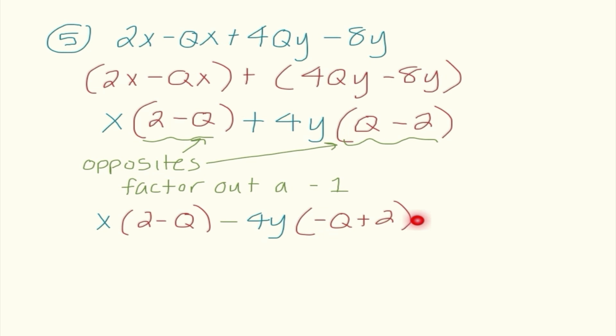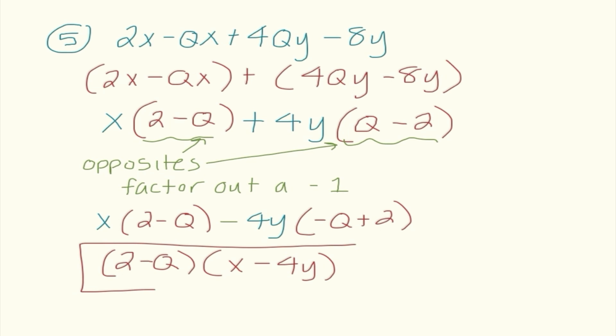Now I notice these 2 factors are actually the same exact thing, even though they're written in a different order. So I have 2 minus q times x minus 4y. And this would be our final answer.